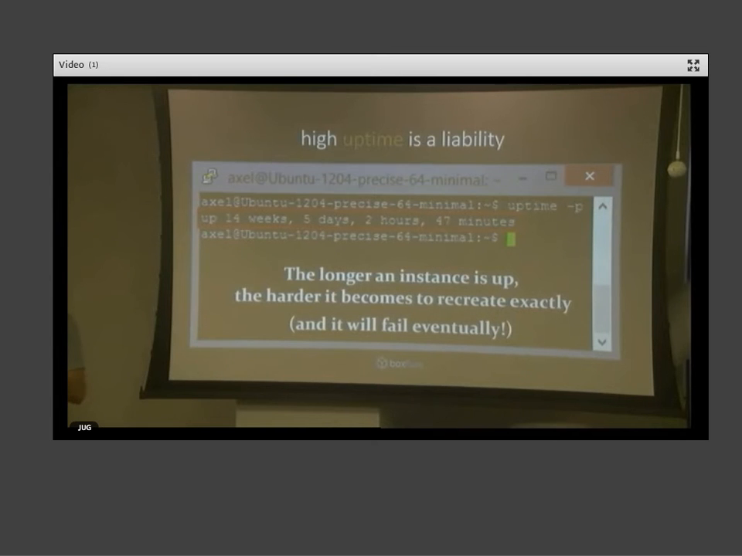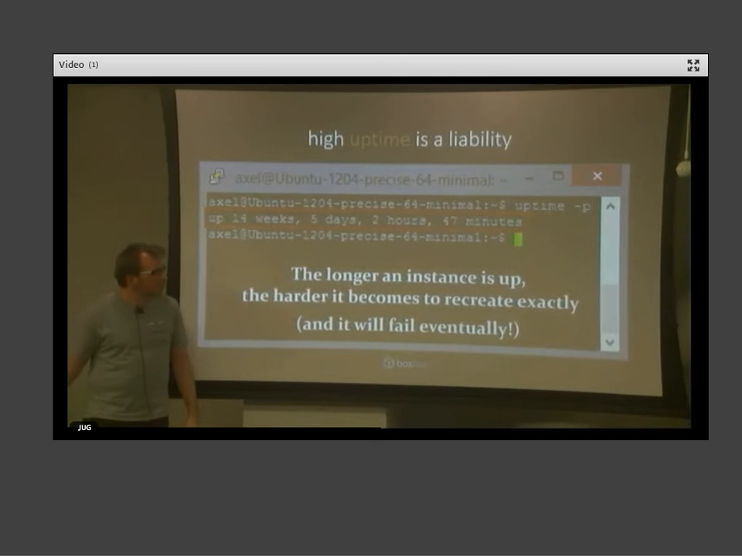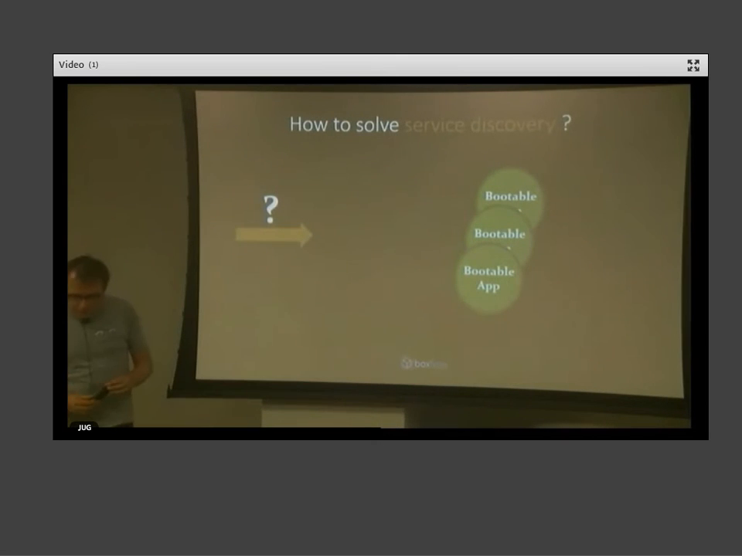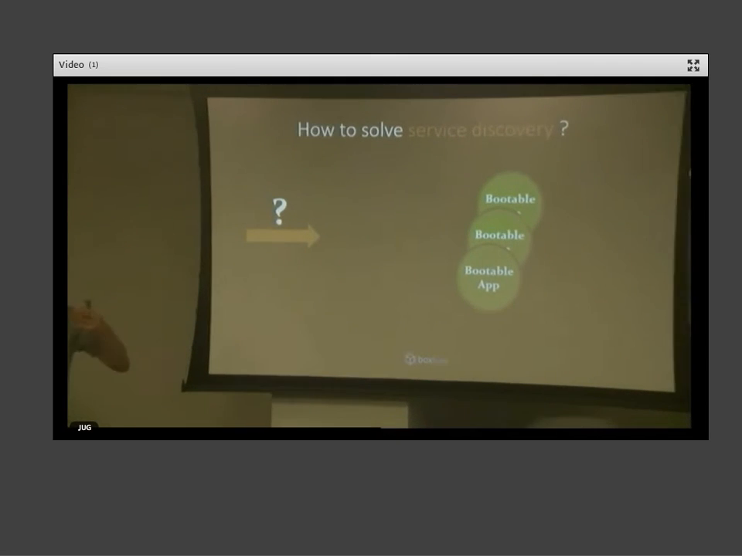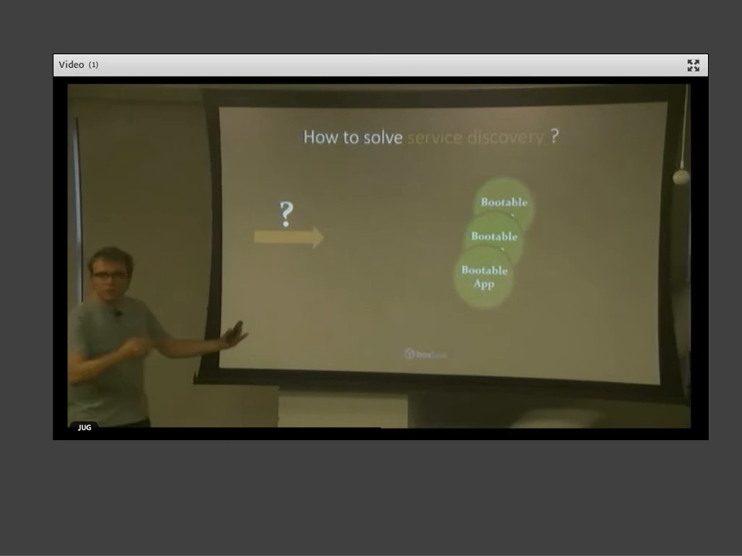Whether it's software or hardware, there will come a time when you will need to recreate it, and that just makes it a whole lot harder the longer it's been up. So very long uptime is actually not an asset. It's a liability.